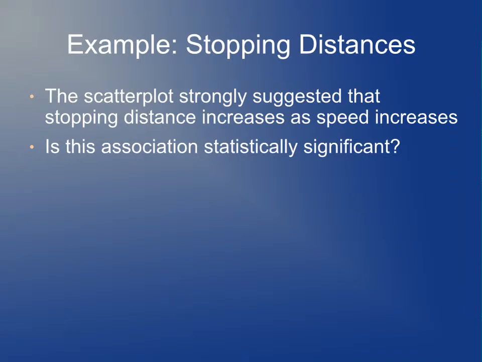So let's go back to the cars example that we've used in the past few lectures. If you'll recall from the scatter plot, there was some pretty strong evidence that stopping distance increases as speed increases, and we want to know if this association is statistically significant. That is, is the pattern closer to a straight line than we would expect to observe due to chance, or more formally, can we reject the null hypothesis that the slope of the regression line is equal to 0?